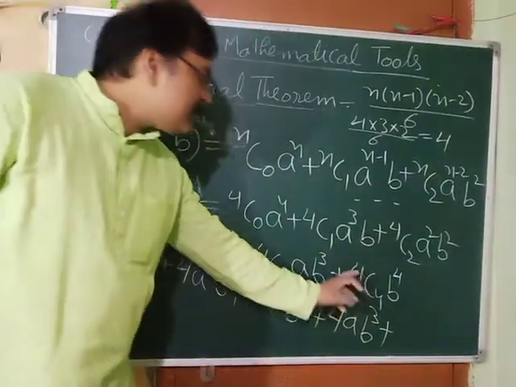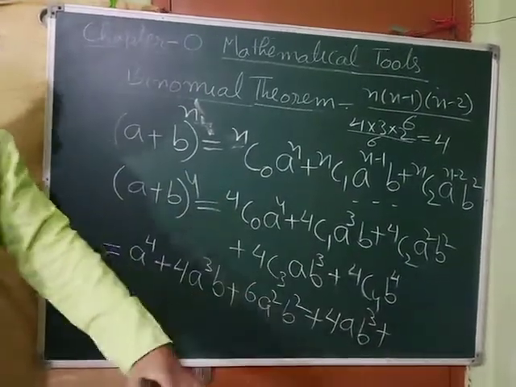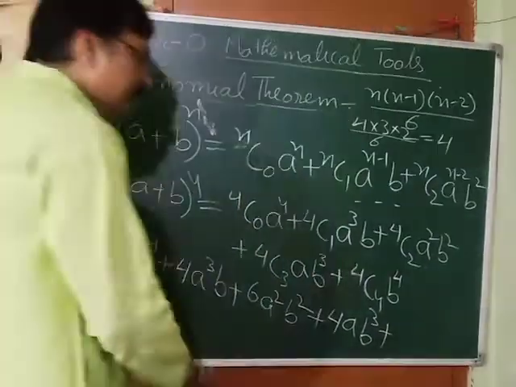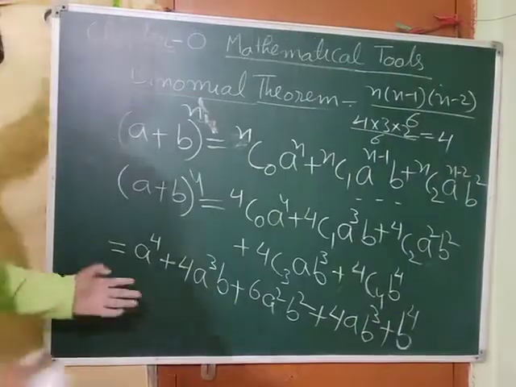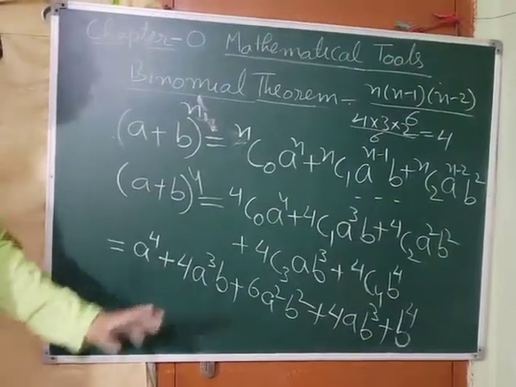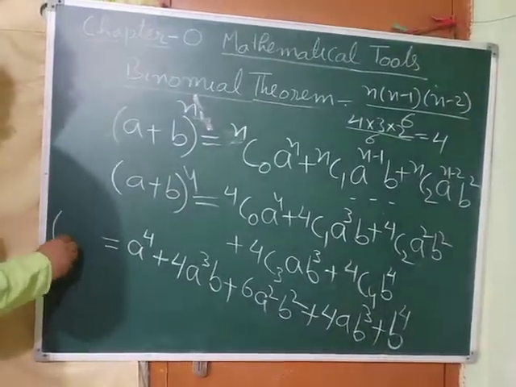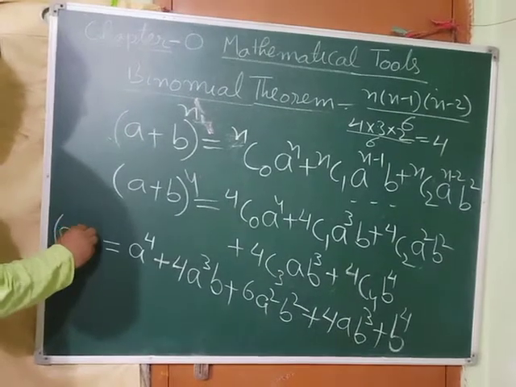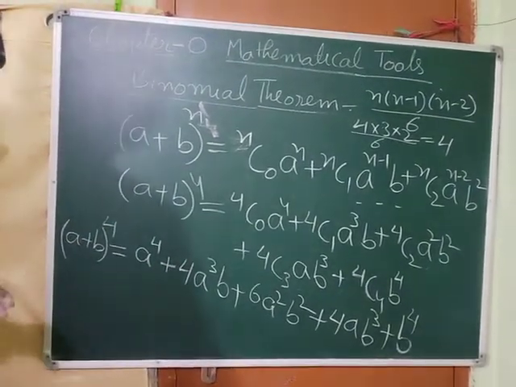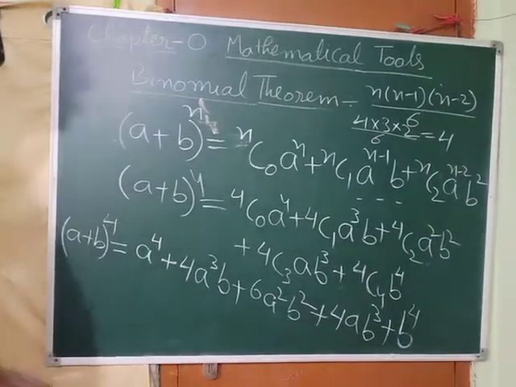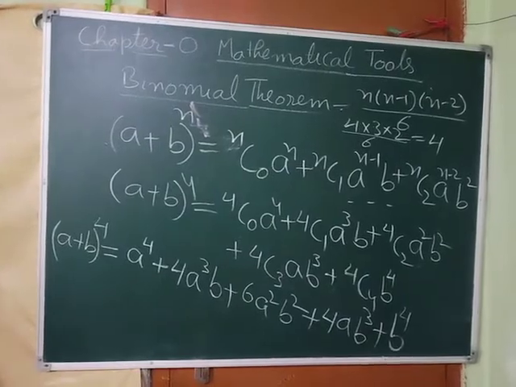Plus, what is the value of NCN? It is 1. 5C5 is 1, 10C10 is 1, 4C4 is 1. So 1 into b raised to the power 4 is b raised to the power 4. So you got the formula of a plus b whole raised to the power 4. It is a raised to the power 4 plus 4a cube b, plus 6a square b square, plus 4ab cube plus b raised to the power 4. Got it? This is the formula. Please note it down. Noted? Okay.